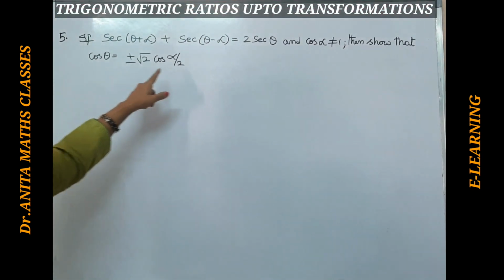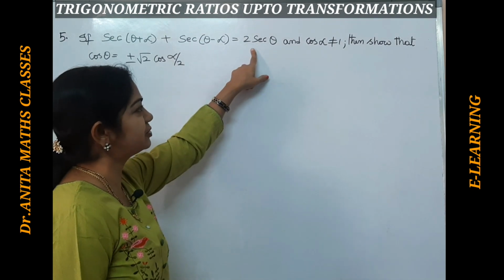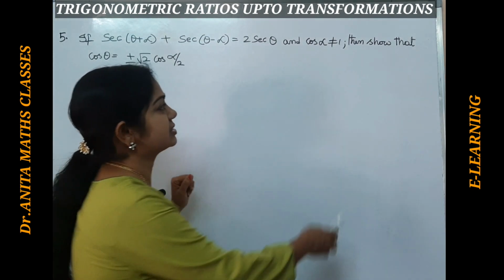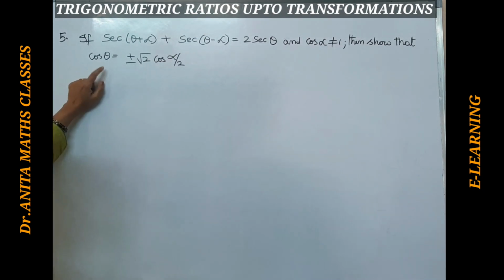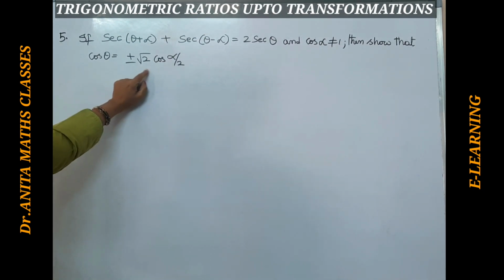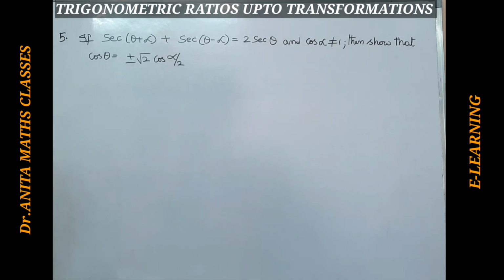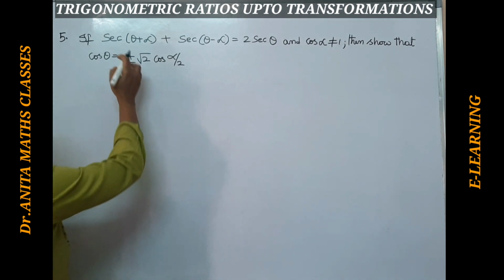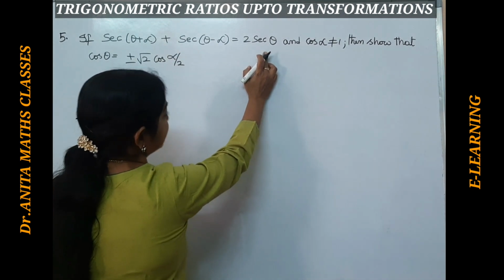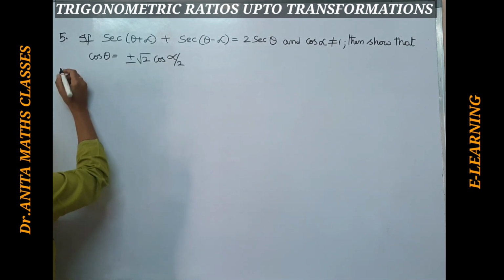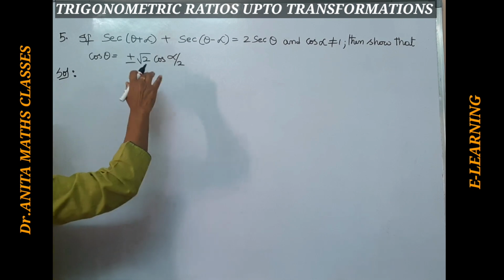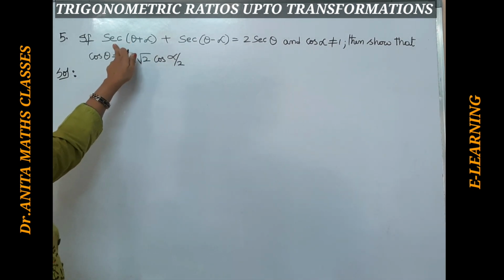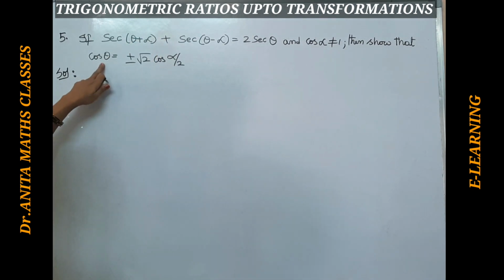Secant theta plus alpha plus secant theta minus alpha is equal to 2 secant theta, and cos alpha is not equal to 0. Then show that cos theta is equal to plus or minus under root 2 cos alpha by 2. Here everything is given in secant and we have to show cos. Now we will start with the given thing, that is secant. We will transform it into cos because the answer is in cos.